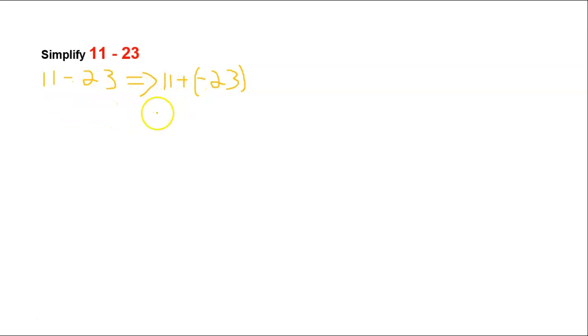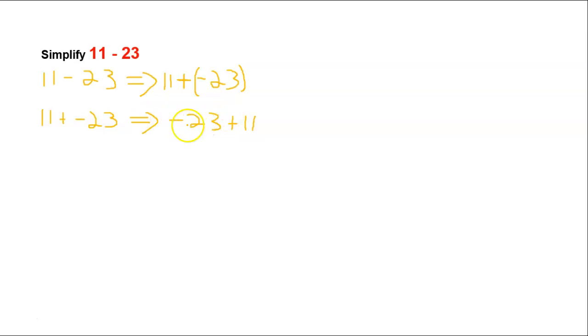Now, since addition is commutative, meaning that order does not matter, 11 plus negative 23 is the same as negative 23 plus 11.